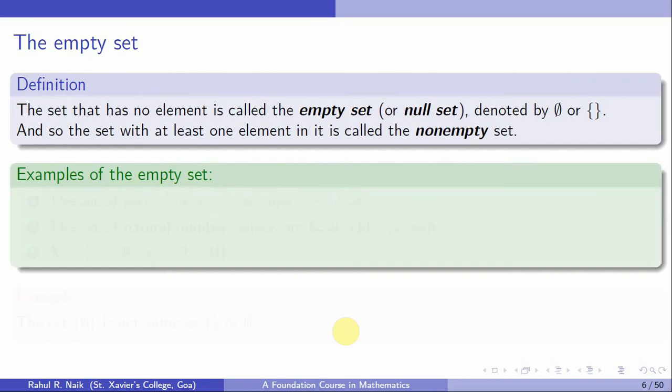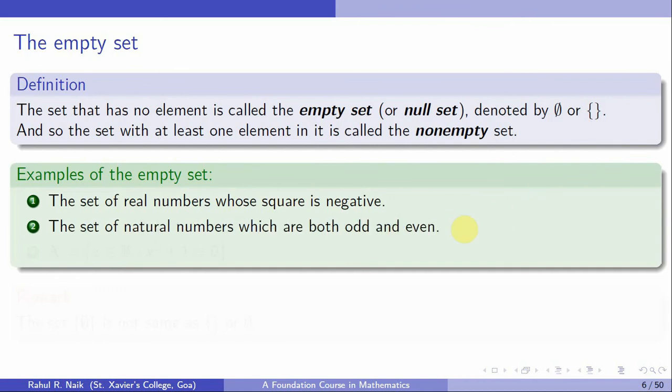The notation that we use is this, phi, or the notation of a set with nothing inside it, empty. Examples: the set of real numbers whose square is negative. Can we find a real number whose square is negative? Not possible. The set of natural numbers which are both odd and even. No such natural number exists, and therefore the set is empty. The set of all x in R such that x square plus 1 is equal to 0. No x satisfies this equation, and hence the set is empty.